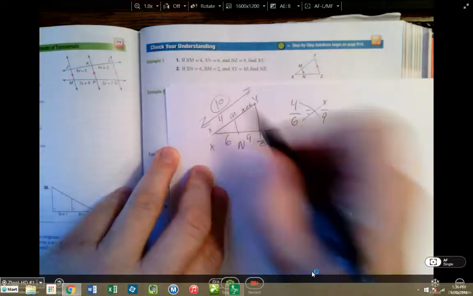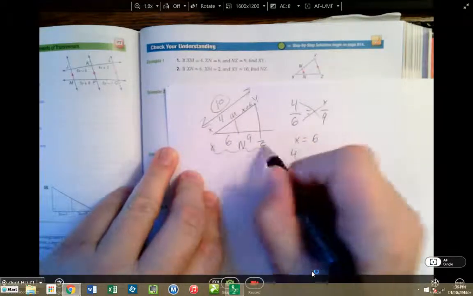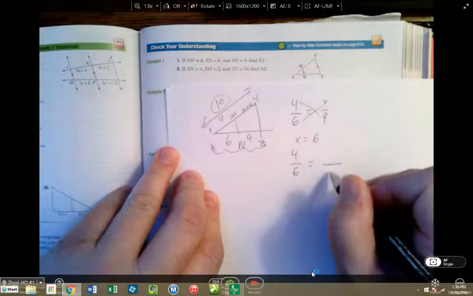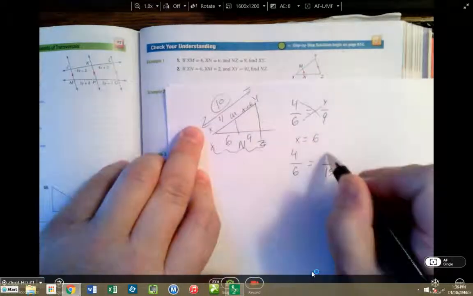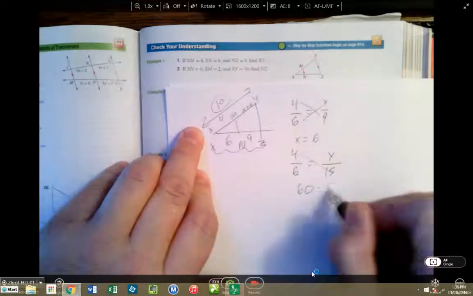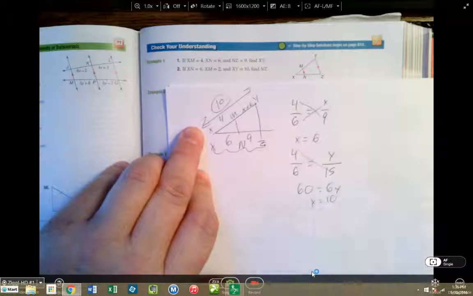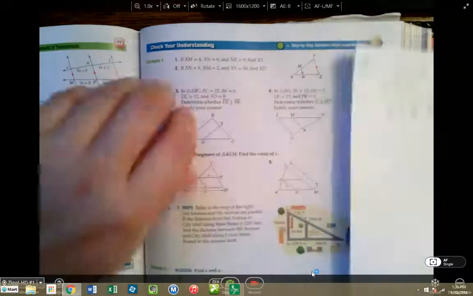Alternatively, what I could do is I could say 4 is to 6 as, well, this whole thing is 15. So since the 6 would go with the 15, we put it here, find the missing piece, y. And so you end up with 60 equals 6y, y equals 10. So it works out very nicely. So that's number 1. Now let's go and do something a bit more difficult.